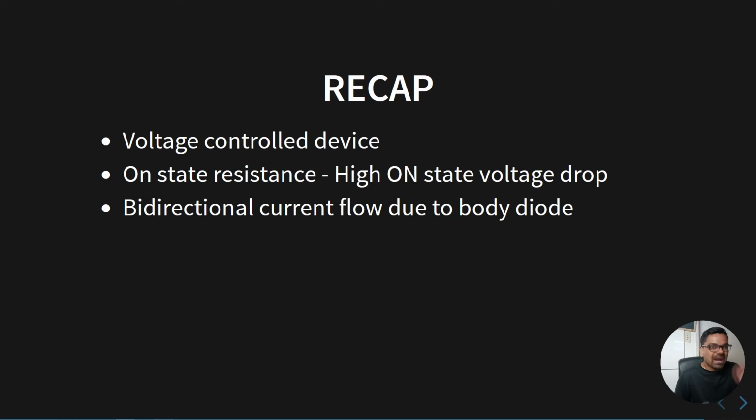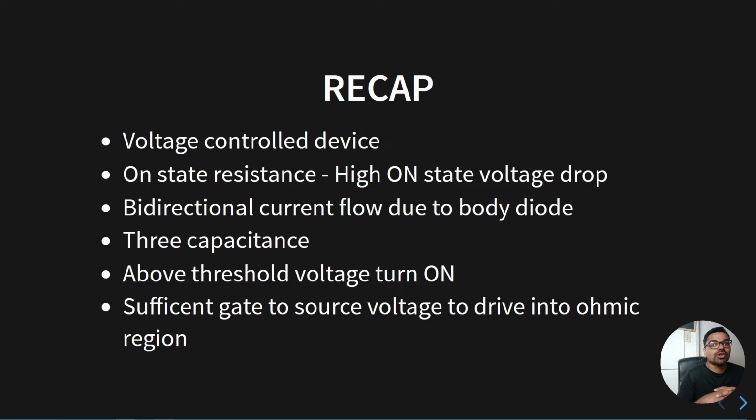And that's exactly what my point is. You need to provide sufficient gate to source voltage so that you can drive your MOSFET in the ohmic region. And that's really why we're studying the characteristics of this MOSFET. This video is particularly so that when you're designing a brushless DC motor or speed controller, you are able to operate your MOSFET in the right region, so that you can minimize losses, minimize heat, basically.